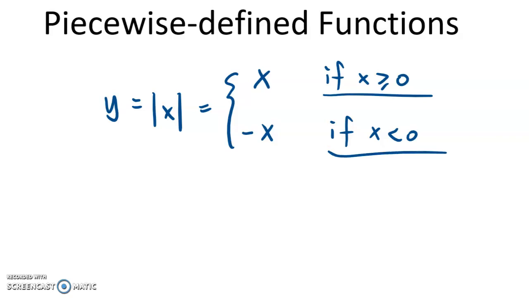One is x is greater than or equal to 0. The other one is x is less than or equal to 0. And for each domain, you have a different expression to define that part of the function. And we call this kind of function a piecewise defined function.